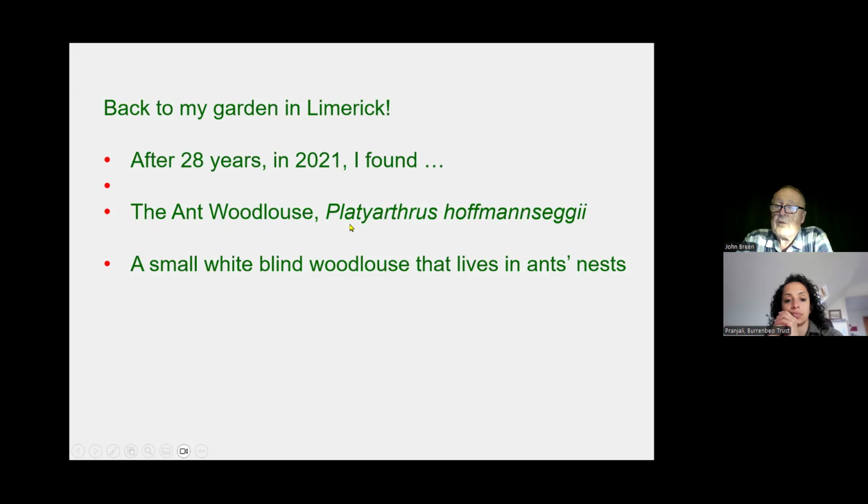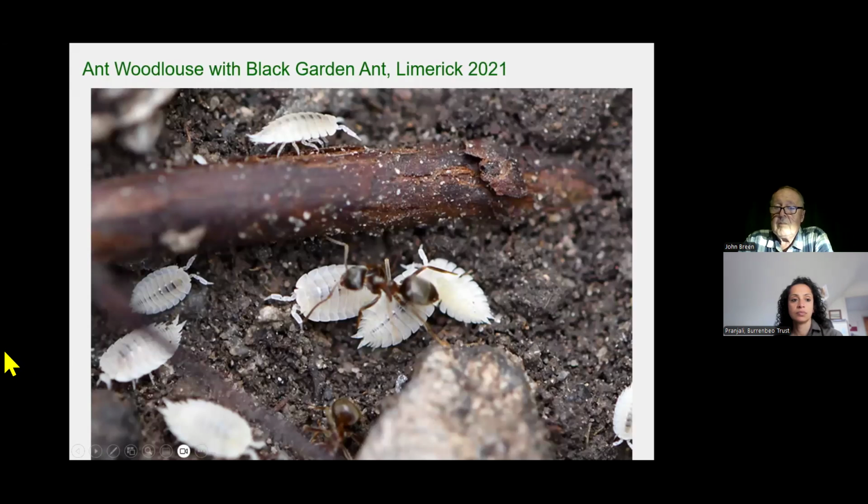It is a woodlouse that has a huge scientific name, Platyarthurus hoffmannseggi, but it's referred to as the ant woodlouse. It's small, it's white, it's blind, and it only lives in ants' nests, but not just. I've seen it with myrmicas and other species of ants as well. And that's what it looks like. They're fully adult. There's an ant walking over some of them for scale. So if you've got those in your garden, they're interesting to note and should be recorded.